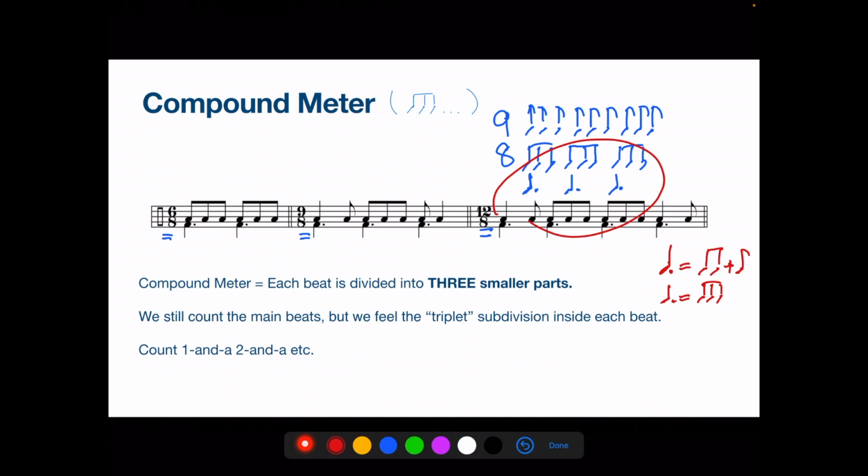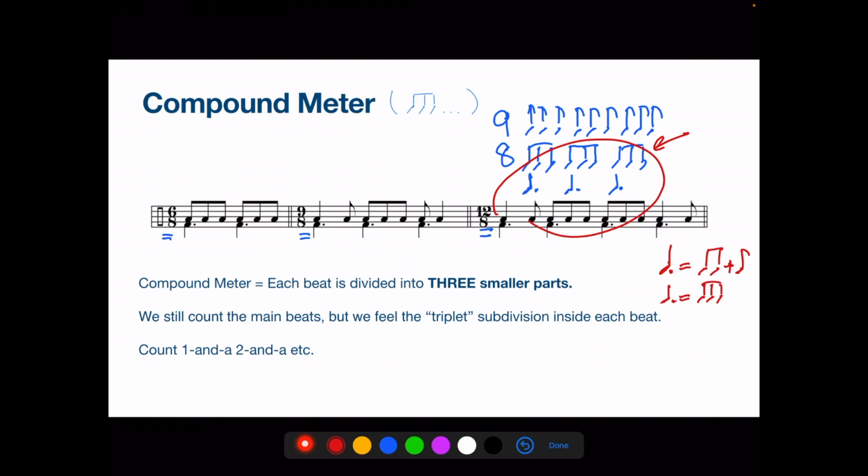So in compound meter, you're always going to see groups of 3 eighth notes beamed together, like here, or you will see a bunch of dotted quarters. Okay, so that's going to be the telltale sign of a compound meter. So you can go ahead and just memorize 6/8, 9/8, 12/8. These are going to be compound meter. And then the second thing you need to remember is that it's grouped into 3 all the time. It's going to be in 3, or it's going to be dotted quarters.